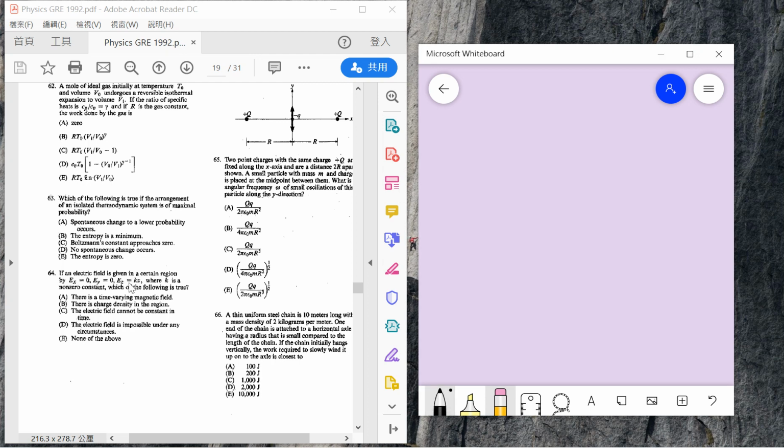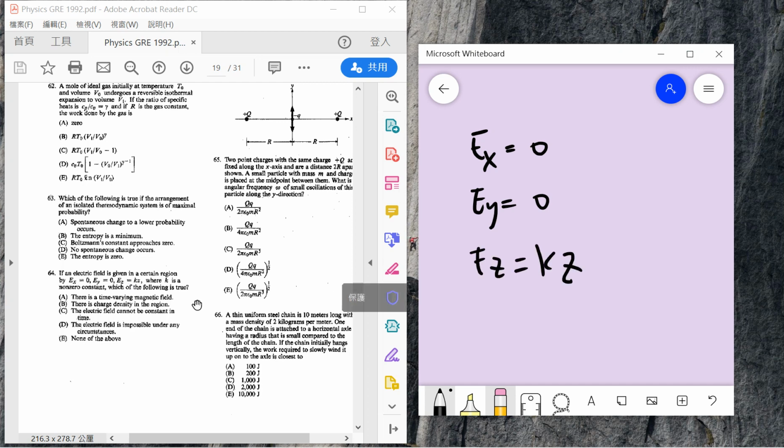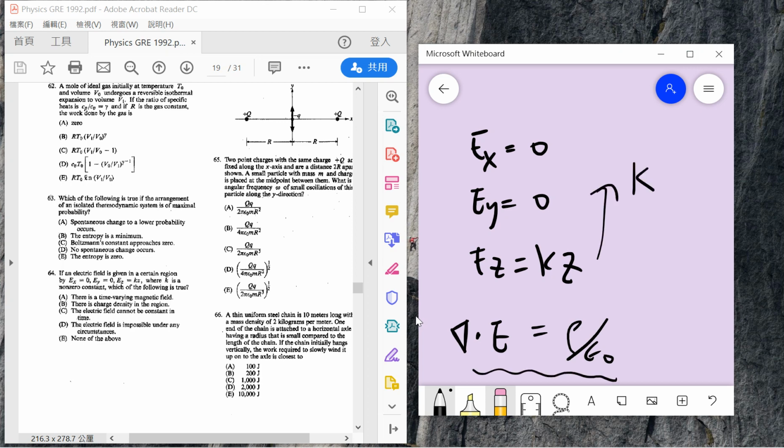Basically, you already know the electric field, and in the worst case it's a non-zero constant. Which of the following is true? The first choice says there is a time varying magnetic field. Actually, we don't know. B says that there is a charge density in the region. So remember Gauss's law. We can take the divergence of E, and what we get is K. So K is non-zero, which means the current density is non-zero. So the answer is B. And C, D, E are nonsense. So you don't have to care about them, because all you need to know is the Maxwell equations.